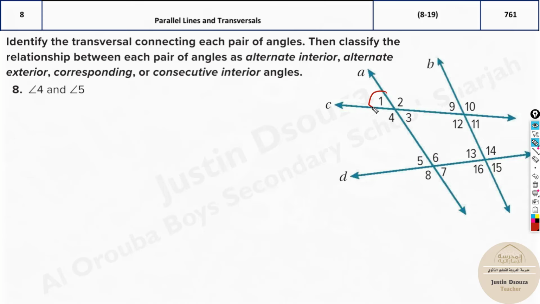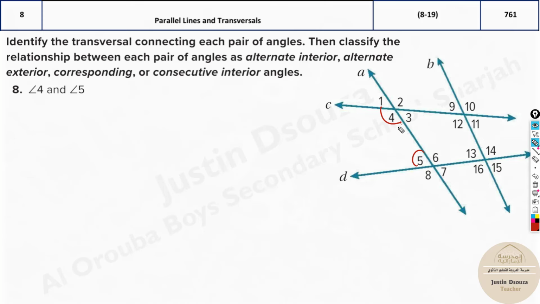See, this 1 is top left, and 5 is also top left, so they're corresponding to each other. 4 is down left, and 8 is also down left. So these both are corresponding. 4 and 8, 7 will be corresponding with 3, and lastly 2 with 6 over here. So they are corresponding to each other, and the transversal is A. Now let us look into the questions with 4 and 5. Where are 4 and 5 over here? Which is the transversal? The transversal, the cutting line, is A.